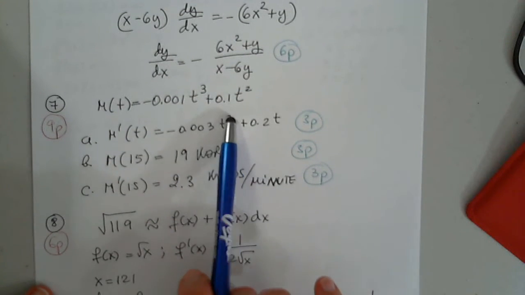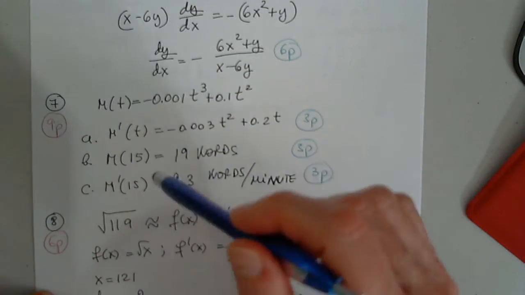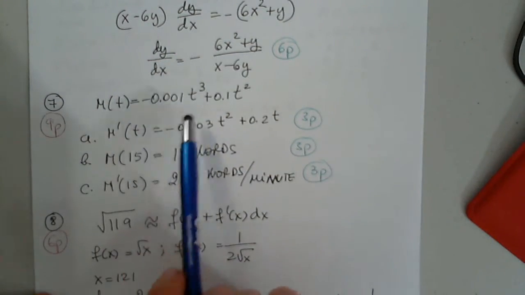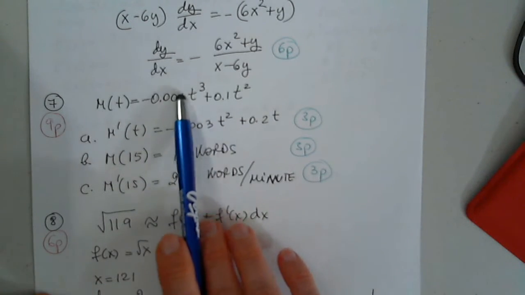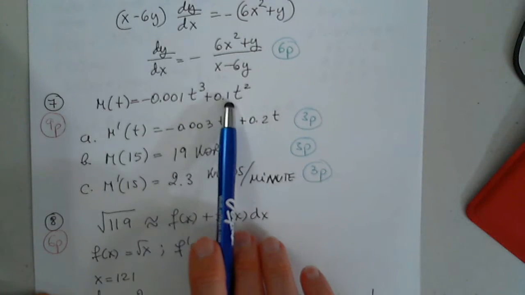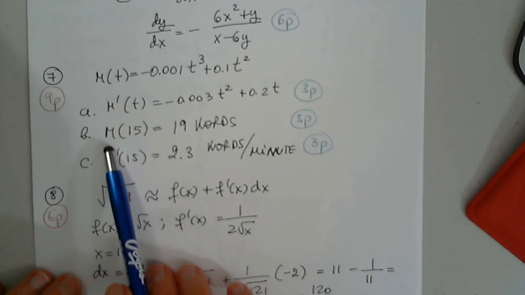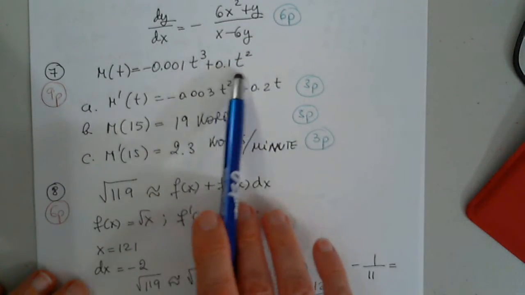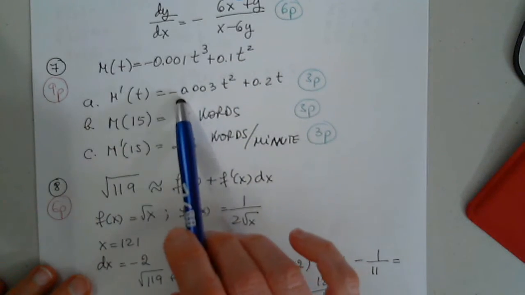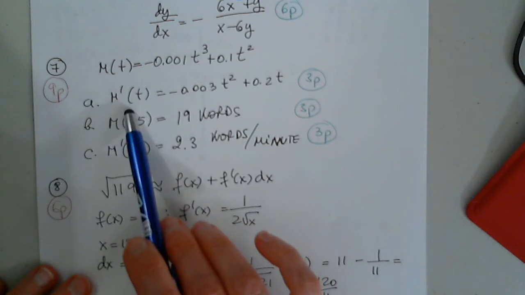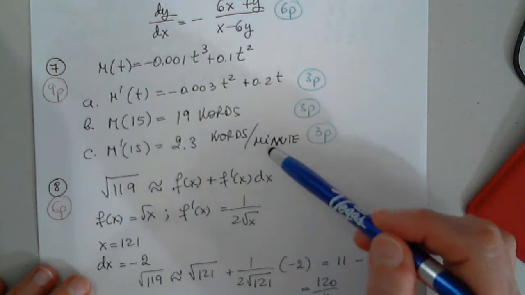Here we're given a problem to answer certain questions about the number of words memorized per minute. So the rate of change is this. Multiply, bring down 3, multiply, subtract 1 from the power, bring down 2, subtract 1 from the power. We were asked to find the number of words memorized at the end of 15 minutes, so just plug it in, and I got 19 words. And now the rate of change after 15 minutes, so we plug in this time 15 in the derivative, so we get this. Don't forget the measurement unit, words per minute.